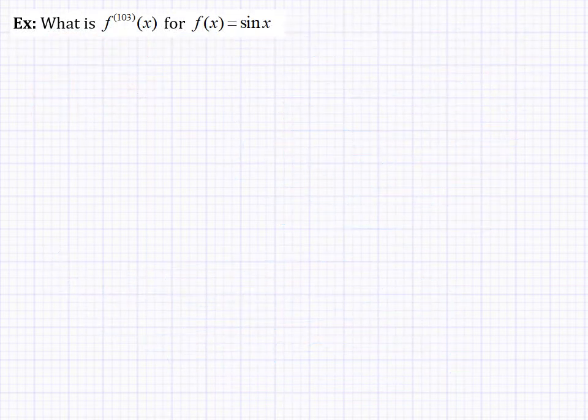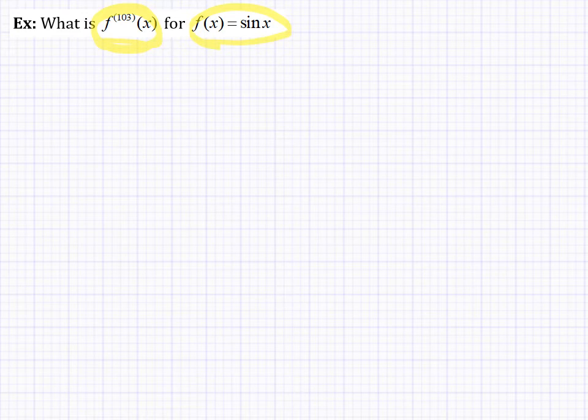So we've talked about higher order derivatives, second, third, fourth, fifth derivative, etc. And we've talked about trigonometric functions. So here's a question for you. What is the 103rd derivative of sine x? Now, in order to find the 103rd derivative, I really would need the 102nd derivative. In order to find the 102nd derivative, I would need the 101st derivative, etc. Right? Because to find each derivative, you need to know the one before it.